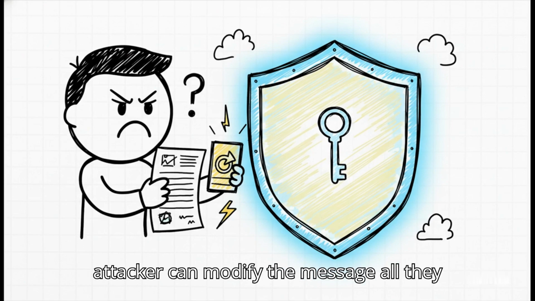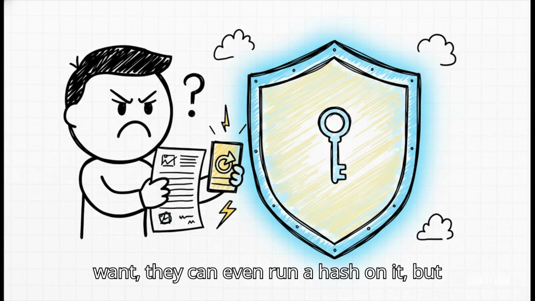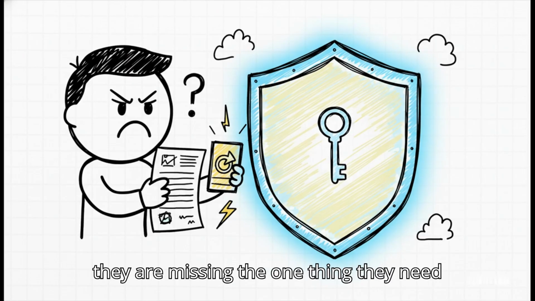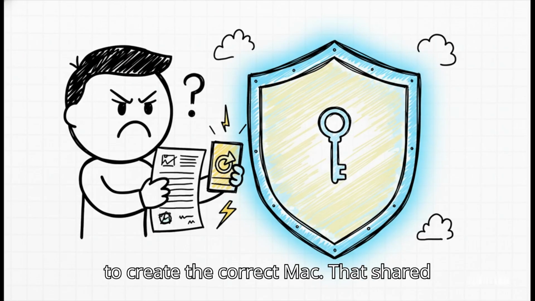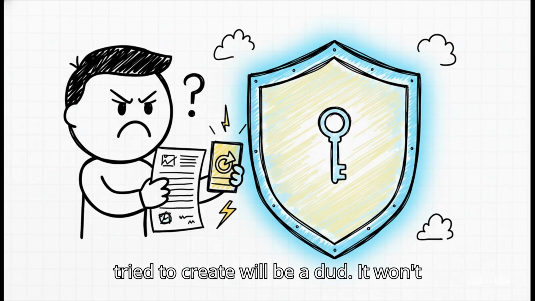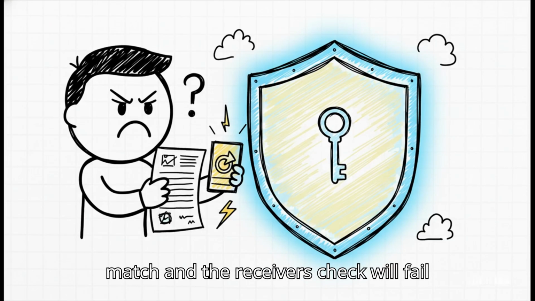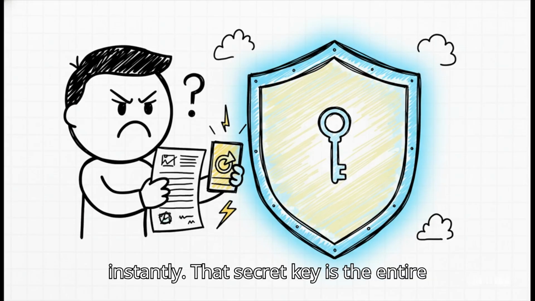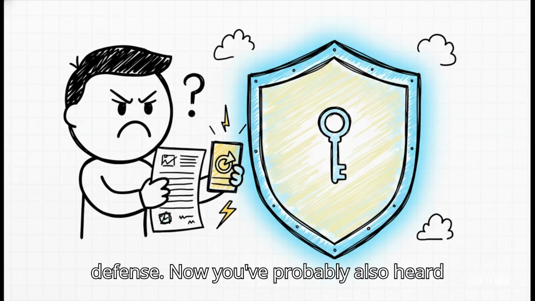Sure, an attacker can modify the message all they want. They can even run a hash on it. But they are missing the one thing they need to create the correct MAC, that shared secret key. Without it, any MAC they try to create will be a dud. It won't match, and the receiver's check will fail instantly. That secret key is the entire defense.